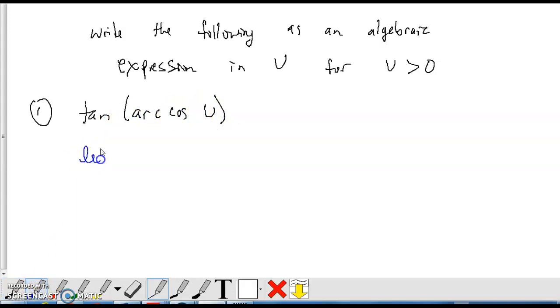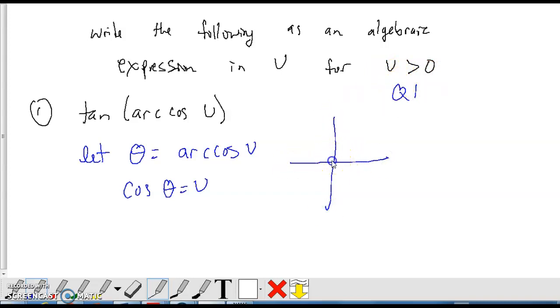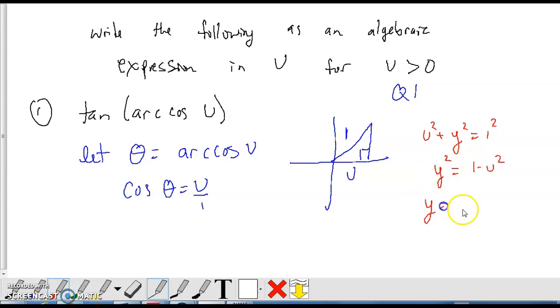I'm going to do exactly the same thing. I'm going to say let theta equal arc cosine of U. So cosine of theta is equal to U. How exciting. If U is greater than 0, I know I'm in quadrant number 1. So if I set this up, quadrant number 1, right? Here's my right triangle, U. So this is like saying U over 1. So 1, U. So this is where it gets kind of confusing. So U squared plus Y squared is equal to 1 squared. So Y squared is equal to 1 minus U squared. Y will equal plus or minus the radical of 1 minus U squared.